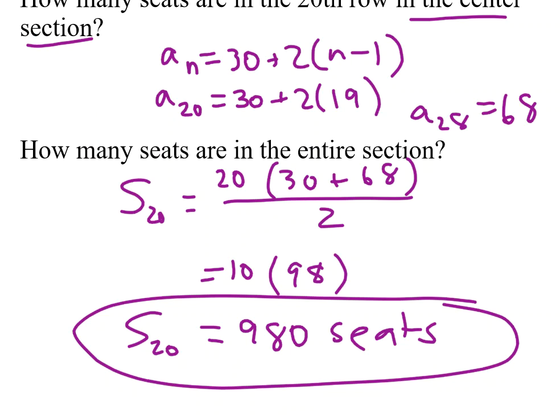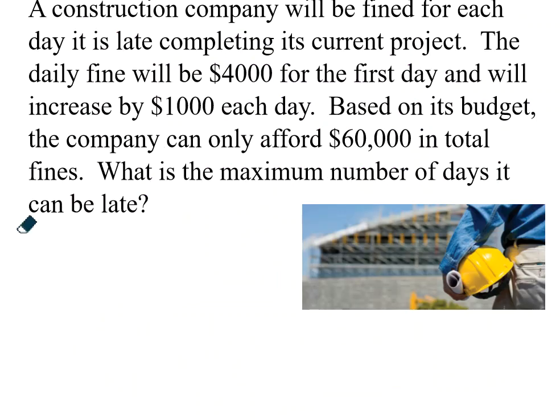Another word problem, application problem. A construction company will be fined for each day it is late completing its current project. The daily fine will be $4,000 the first day, yikes, and will increase by $1,000 each day. So it's arithmetic. It's increasing by 1,000. So the first day it's 4,000, then 5,000, then 6,000, then 7,000, etc.